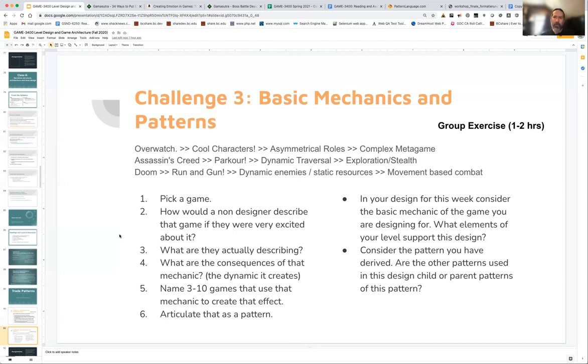This is one of the advanced exercises. It's hard. If there's a game that you want to really get to the heart of and understand how it works, then take a whack at this exercise and see what you come up with. I'm curious to see if anybody takes up that challenge.